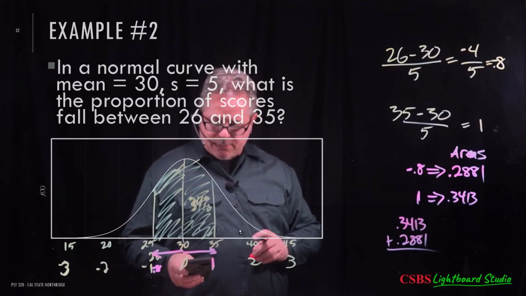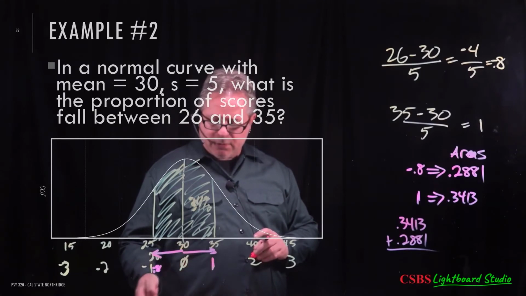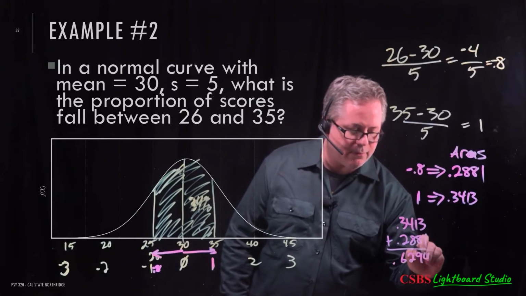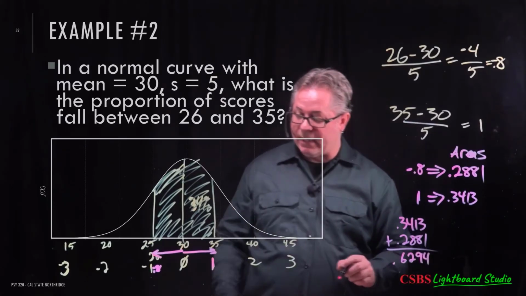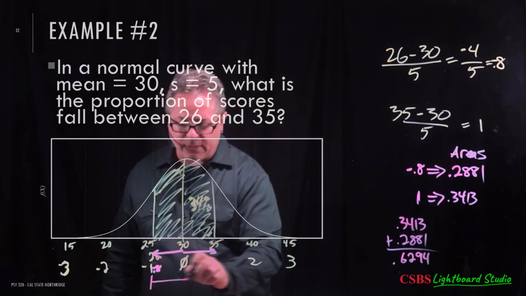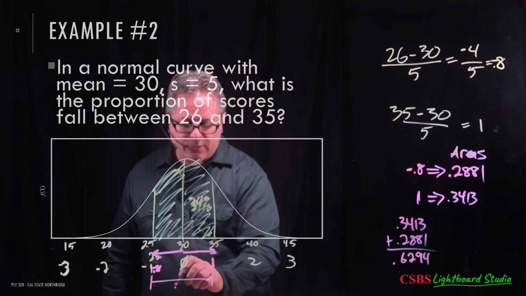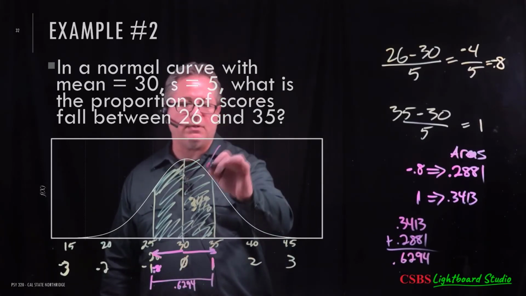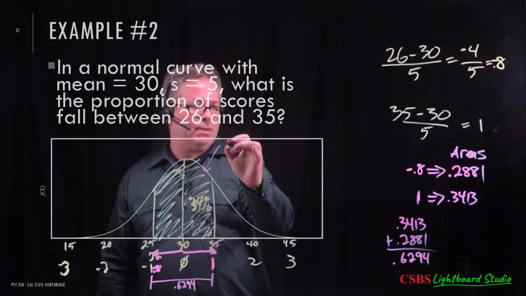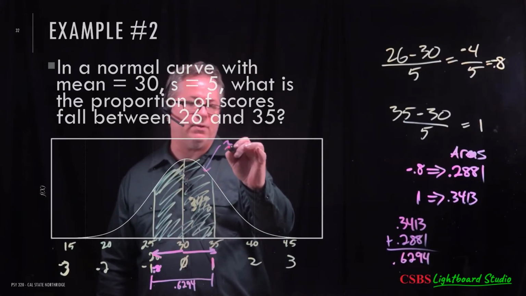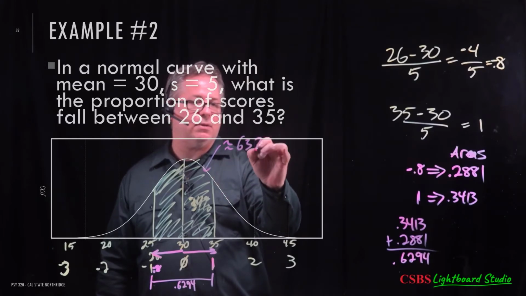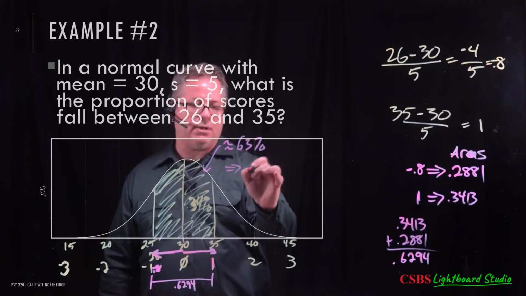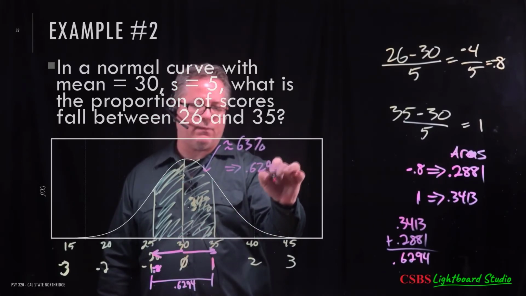0.3413 plus 0.2881 equals 0.6294. So that means the area, this whole area from here to here, is 0.6294, which means this area here is roughly equal to 63%. It's asking in terms of proportion, so you could simply leave the answer as 0.6294, and that's totally fine.